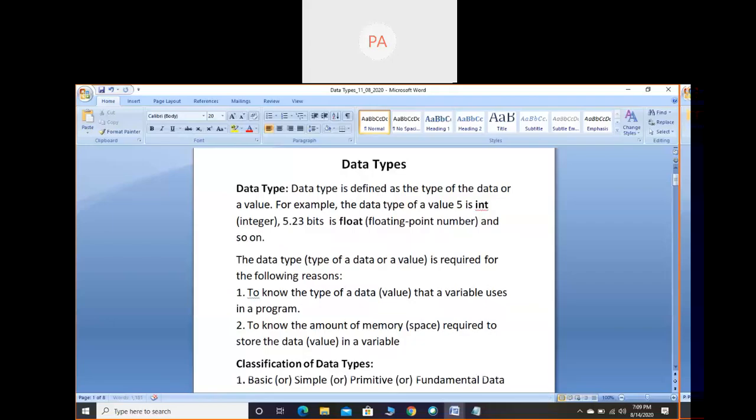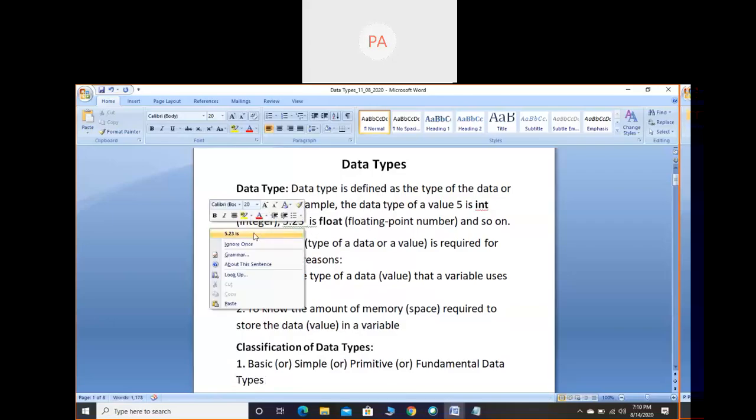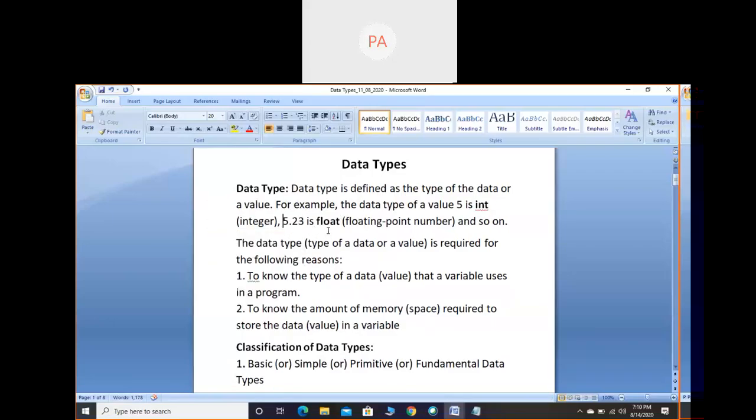Here, just for your example, I'm giving. If I type 5.23, some extra space is required here. 5 decimal point, 1 space is required, 2 another space, 3 another space is required. So in terms of space, I'm giving an example here. But when we go for the computer memory, we have to talk in terms of bits and bytes. So for these two reasons, we require the data type: to know the type of the data, and to know how much amount of memory is required.